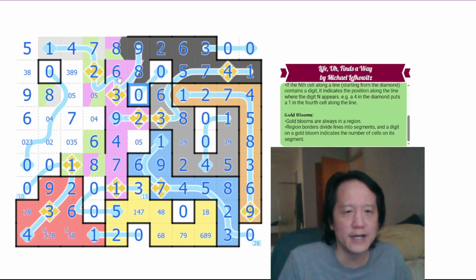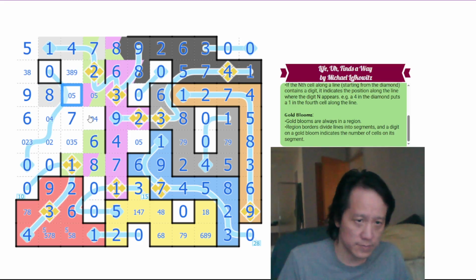So where does the light have access to an 8? It can't be here, can't be here, can't be here. So it has to be here. So this is light. It either goes, it could go this way, it could go that way.